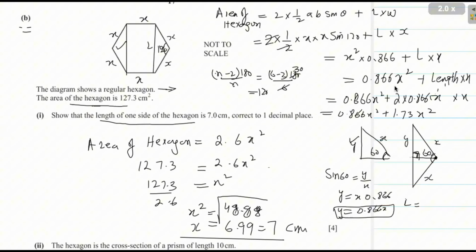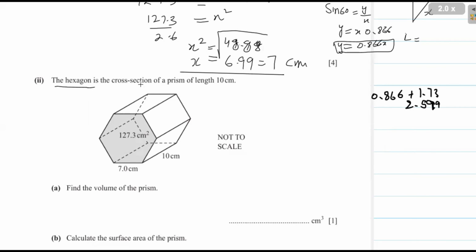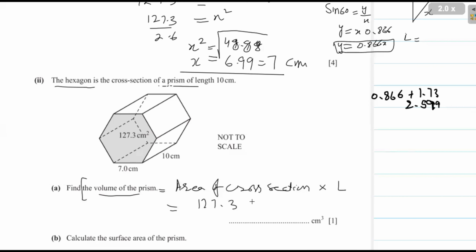This is the solution. Part second, the hexagon is the cross section of a prism, length 10 centimeter. Find the volume of the prism. The volume of prism is equal to the base area of cross section, you can say area of cross section of prism, multiply by the length between cross sections. The area of cross section is 127.3. The length is 10 centimeter. Therefore, that value will be equal to 1273 centimeter cube, which is the volume of the prism.